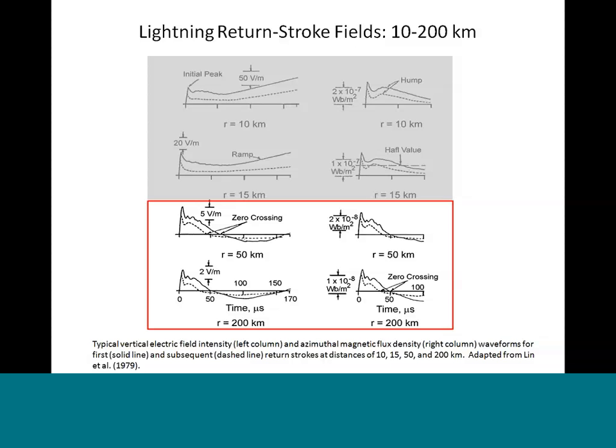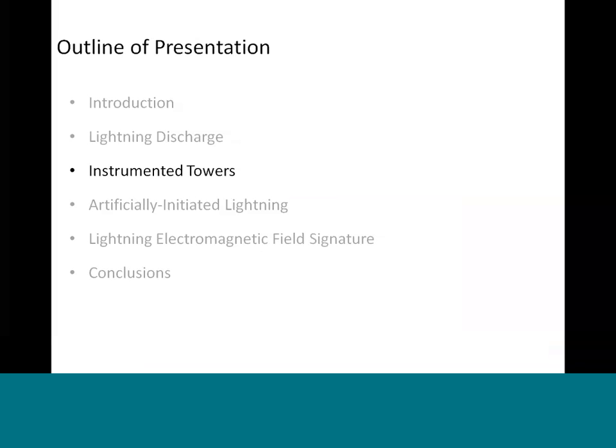This is what we expected, because at a distance far enough from the lightning channel, or from the electromagnetic source, we should have almost a TEM wave phenomenon. So the ratio of the vertical electric field to the azimuthal magnetic field should be essentially the free space impedance. And this zero crossing, and also the hump and the first peak, are usually used by lightning locating systems to characterize the lightning, and in some cases even locate the lightning incidence. So what we talked about up to now was natural lightning, the current features, and also the electromagnetic field waveforms. Let's move to the instrumented towers.